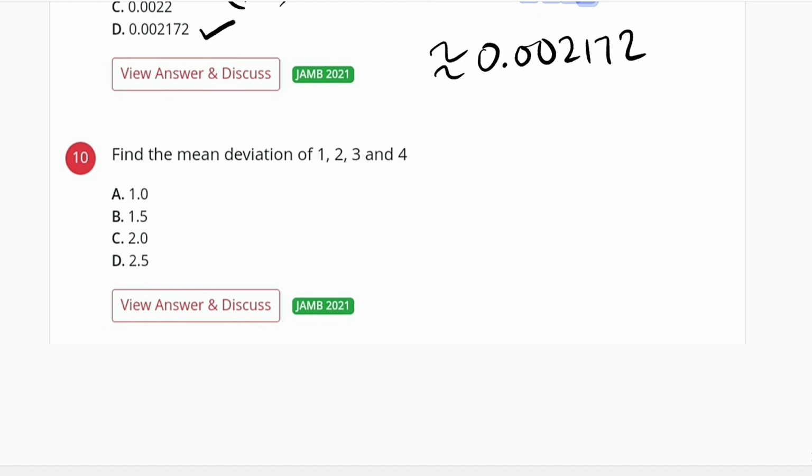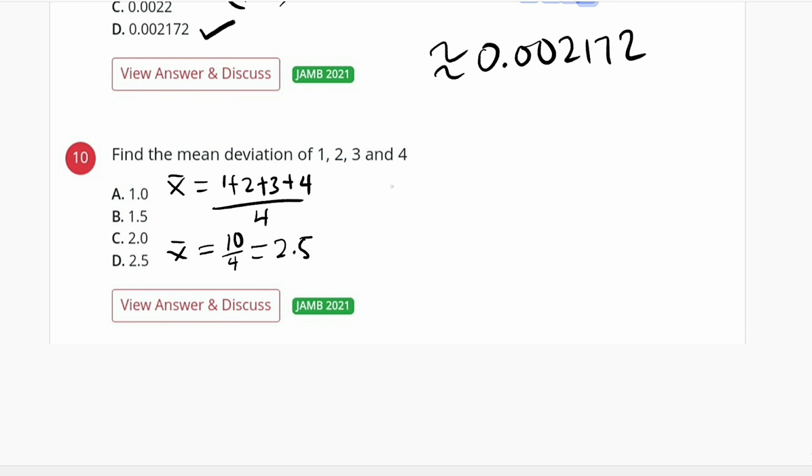Number 10. We are asked to find the mean deviation of 1, 2, 3, and 4. First of all, you have to find the mean. And the mean is sum of all the items divided by the number of items. So we have mean, which is x bar equal to 1 plus 2 plus 3 plus 4 divided by number of items 1, 2, 3, 4. This is equal to 1 plus 2 is 3, 3 plus 3 is 6, 6 plus 4 is 10. 10 divided by 4, which is equal to 2.5. Therefore, the mean x bar is equal to 2.5.